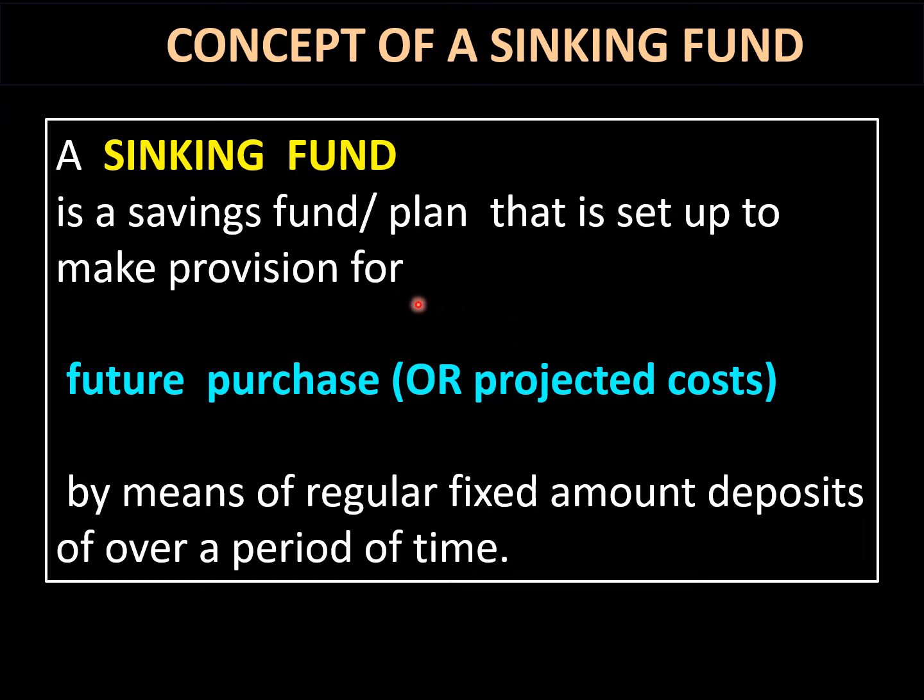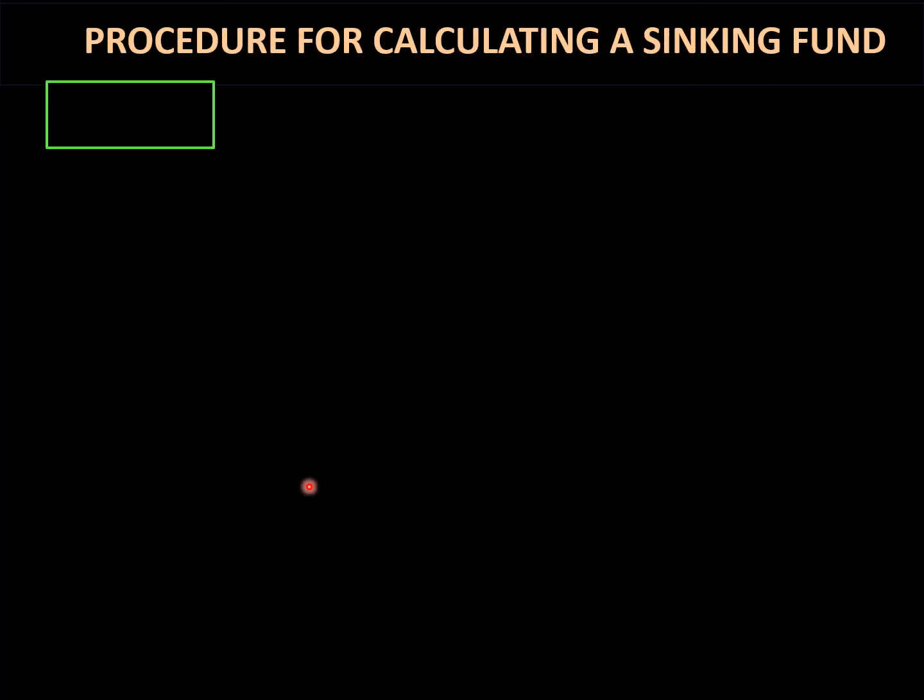So remember the previous case. We have to now plan for that 200,000, the difference between the inflation and the resale price of the machine or vehicle, and that will be our plan. We want to plan ahead 4 years in advance and see what the fixed amounts should be that we have to deposit regularly. Let's look at the procedure for calculating a sinking fund.